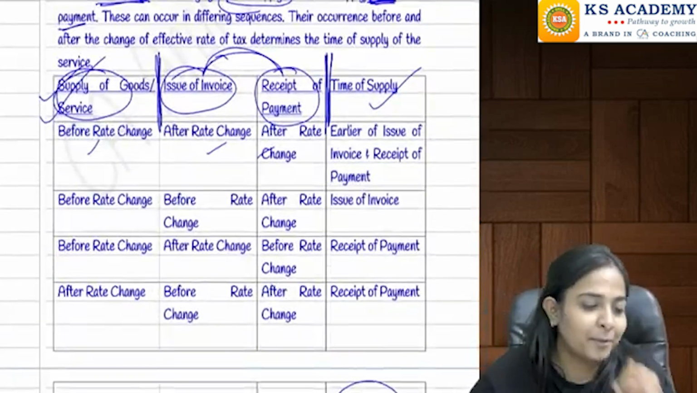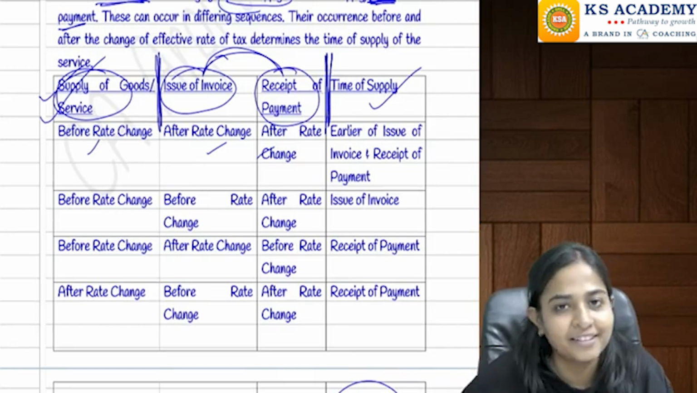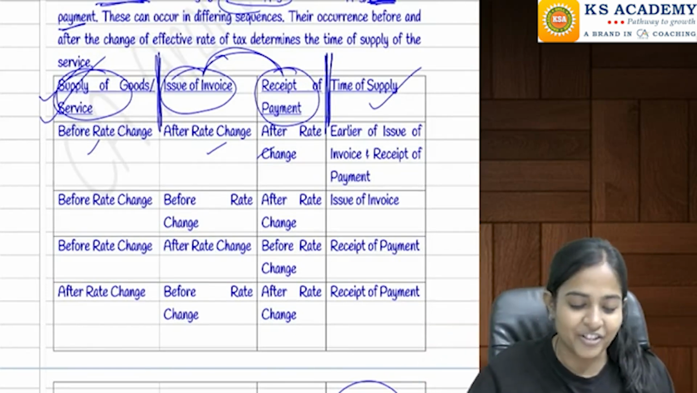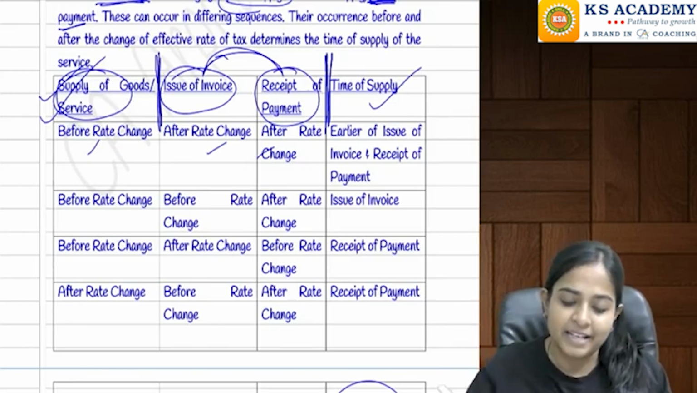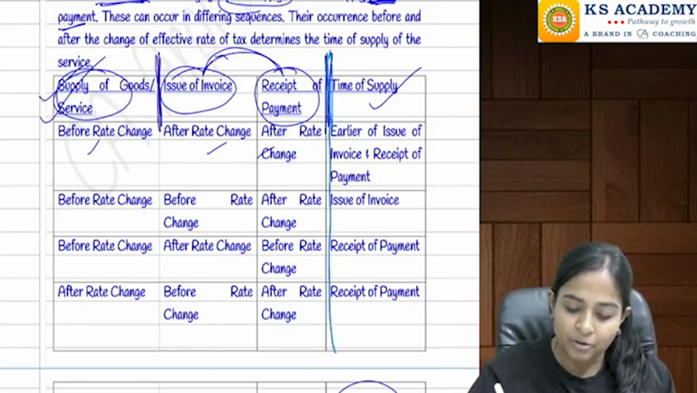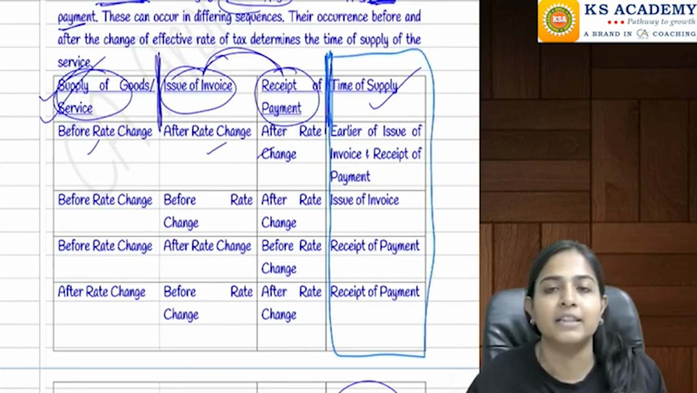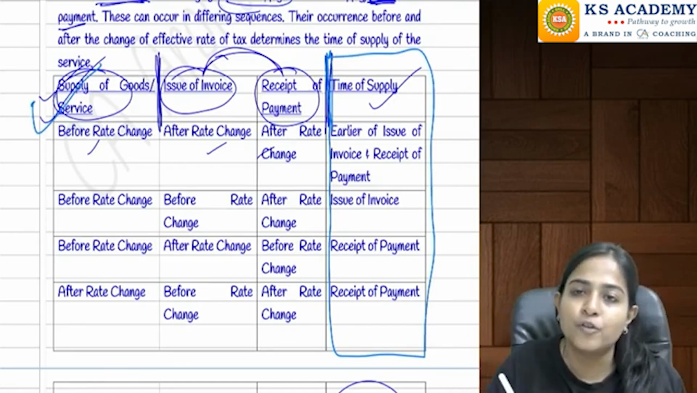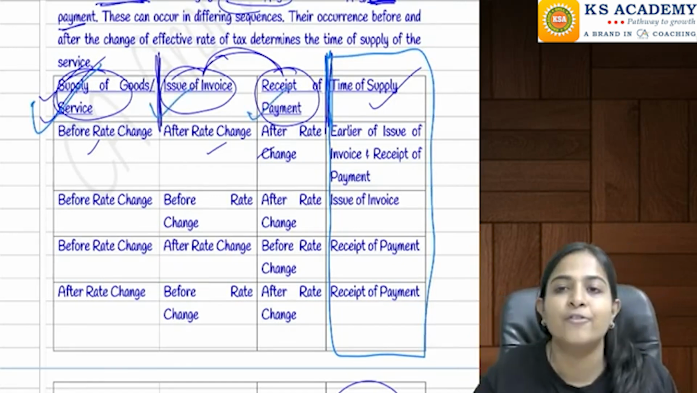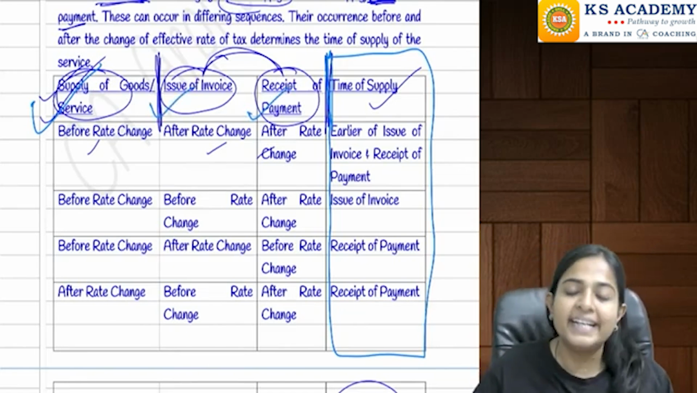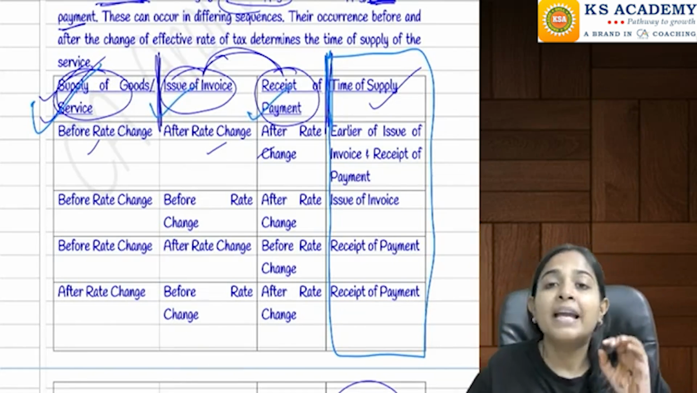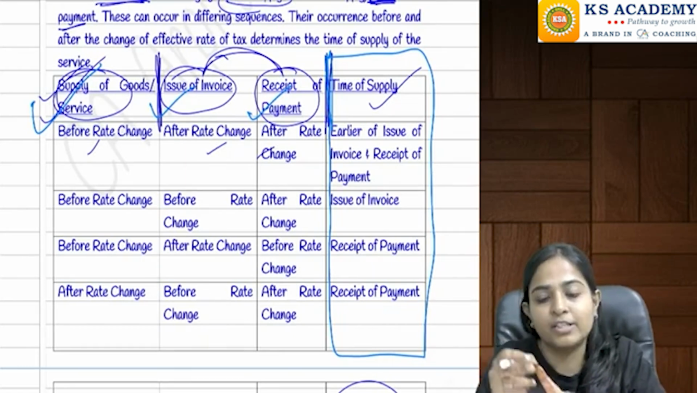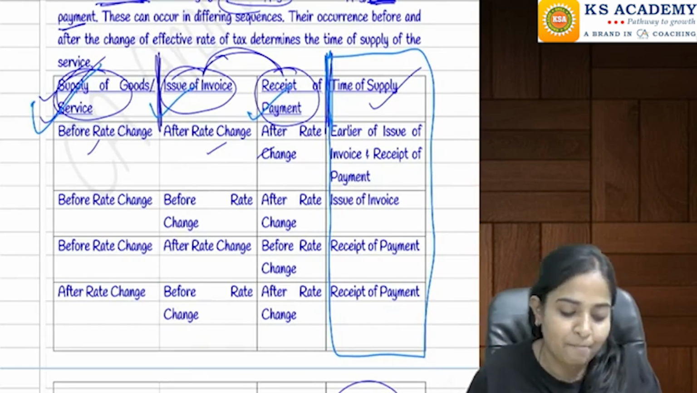We have taken the example of Katrina Kaif, Salman Khan, Vicky Kaushal, just for example purposes in our main lectures also. So yes, three parameters. Everyone, forget about this last column, this last thing is your answer, that is your time of supply. Now we have to check supply of goods or service, we have to check issue of invoice, and we have to check receipt of payment. We have to identify these three events: when supply happened, when the invoice issue happened, and when the receipt of payment happened.